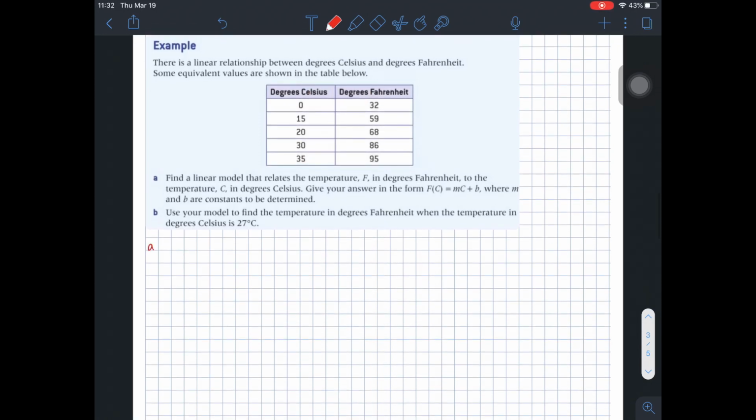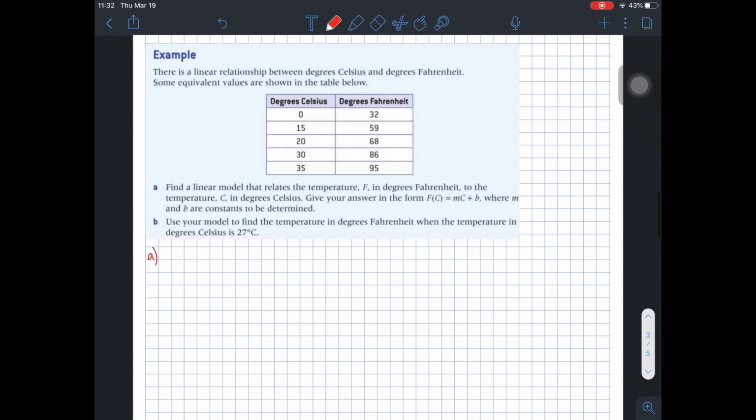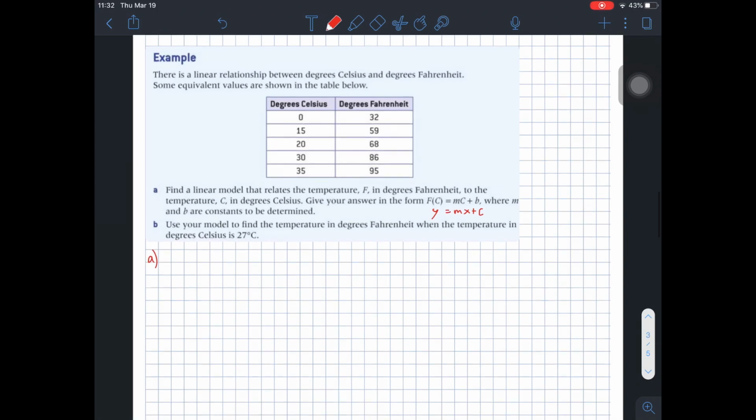Part A. Find a linear model that relates the temperature F in degrees Fahrenheit to the temperature C in degrees Celsius. Give your answer in this form, which, if you realize, corresponds to the gradient-intercept form, right? This is the same as saying y equals mx plus c, where m and b are constants to be determined. Okay, so if you pay attention to the exercise, this is already telling us that this is a linear relationship. So there is no need to prove if this is actually a linear relationship.